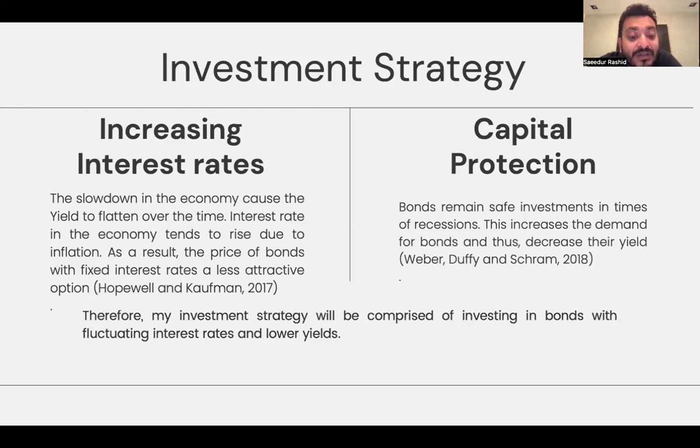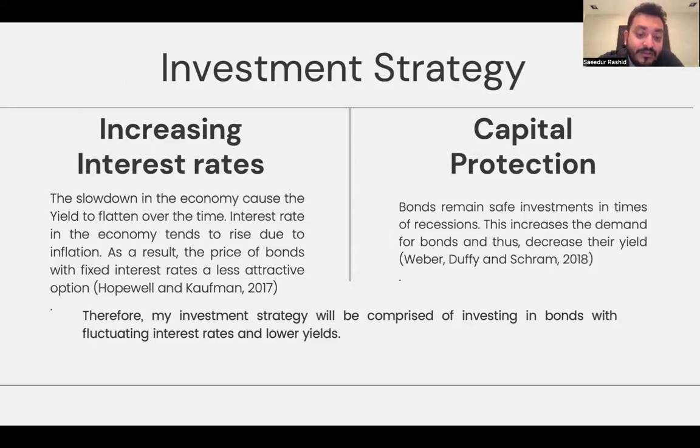Now coming to the investment strategy. While making an investment strategy, two things must be kept in mind. The first is increasing interest rates, and the second is capital protection. The slowdown in the economy causes the yield curve to flatten over time. The interest rates in the economy tend to rise due to inflation.